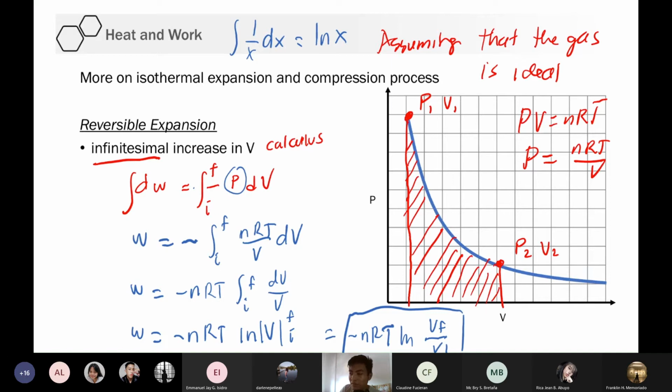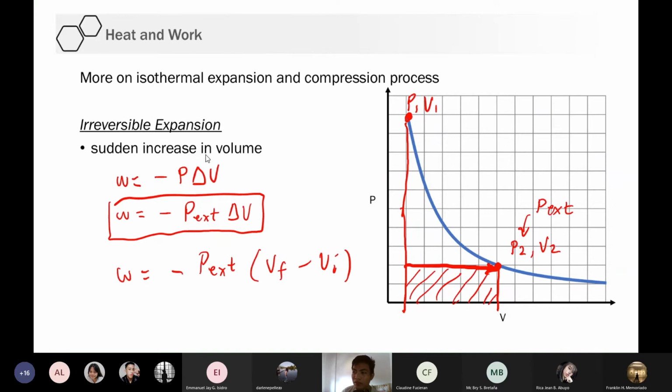Dami nangyari, no? Ayan na yan. Pag marunong ka mag-calculus, madali lang yan. Okay. So, ayan. So, mapapansin nyo, magkaiba yung equation natin, no? Kapag irreversible, you're just getting the square, no? Itong square lang na to. So, that's P delta V lang. Whatever this P is, then yung change sa V.